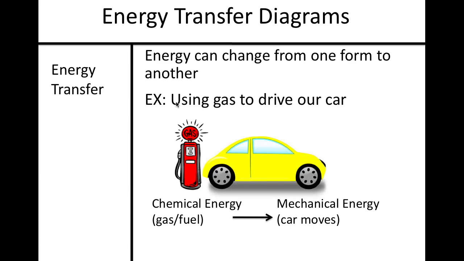One example of energy transfer is when we're using gas that we put into our car so that we can drive it. Here we have the gas tank, here we have a car, and we know that gas is a chemical energy. It's a stored energy. Remember, it's a potential energy. And we can change this chemical energy into mechanical energy to make our car move.